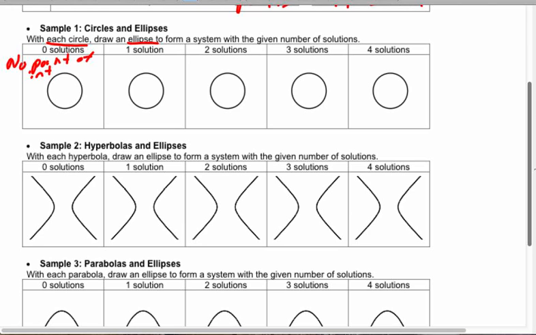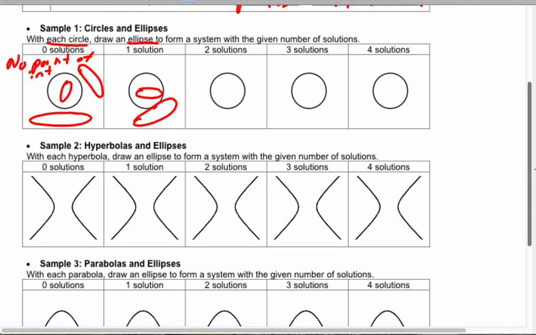So we need an ellipse. Okay, so I draw an ellipse which does not intersect my circle. I can also draw an ellipse here. I can draw an ellipse here. As long as they don't intersect, I've got no solutions. So one solution, well, one possibility would be to draw an ellipse like this. Another one would be an ellipse that looks like this, as long as they touch at only one point.